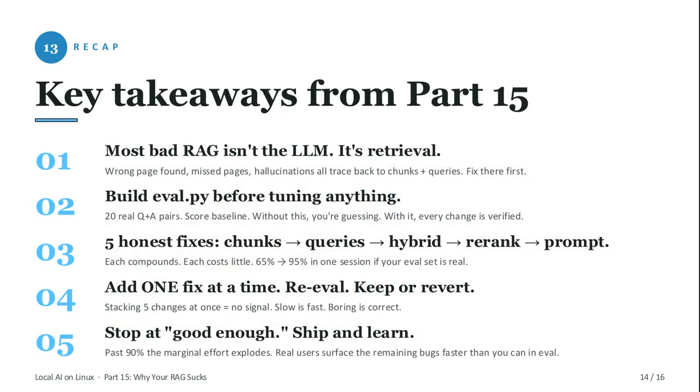So let's pull the whole thing together. 5 takeaways worth tattooing somewhere visible. Bad RAG is almost always a retrieval problem, not the model. Fix chunks and queries first. Build eval.py before you touch anything else, because without numbers, you're just vibing. The 5 fixes: chunks, queries, hybrid, re-rank, prompt, compound, and can take you from 65 to 95 in a single session. Add them one at a time, re-eval after each, and when you hit good enough, stop tuning and ship. Real users will find what your eval set missed.